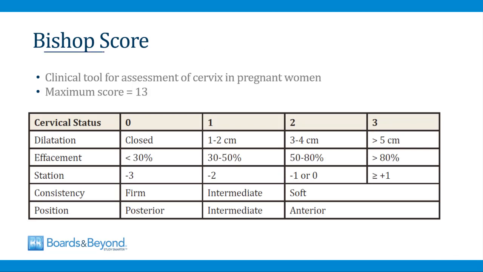The Bishop score is a clinical tool used to assess the cervix in pregnant women. It's a point system and the maximum score is 13. Shown on this slide is a table from the White Coat Companion with the elements of the Bishop score.